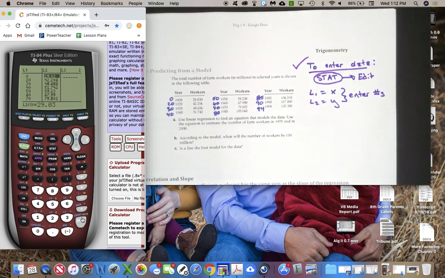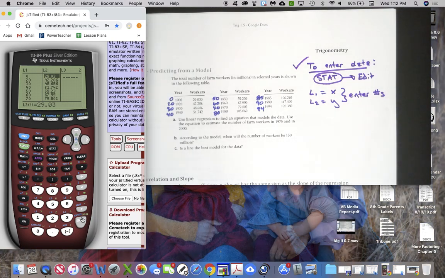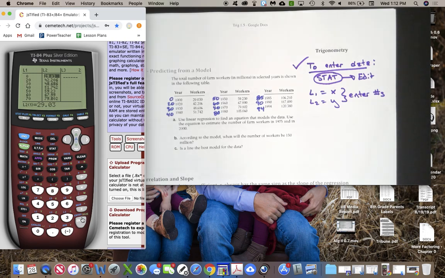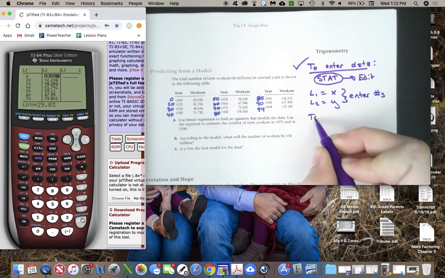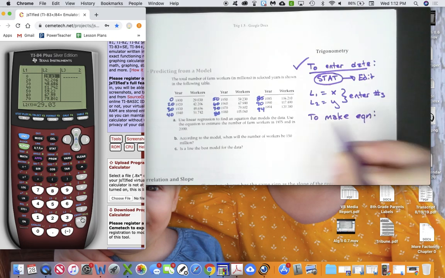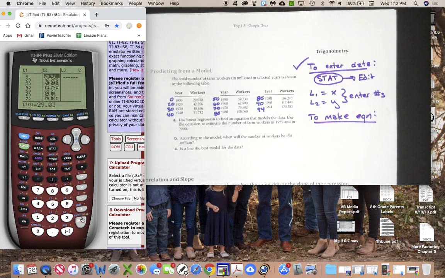To enter data. Okay, the next thing that I want to do, it asked me to use the linear regression feature of a calculator to find the equation. I want to say, calculator, make me an equation. And it's going to do the thing. So to make the equation, here is where you go. Why is there a check mark? Because we've entered the data. I'm checking it off. It is done.